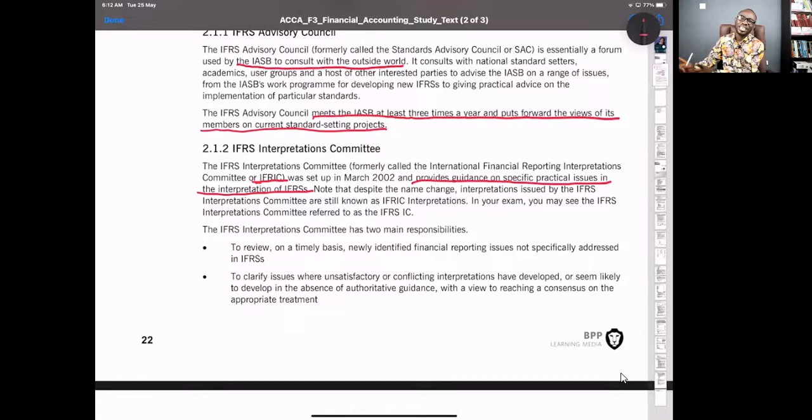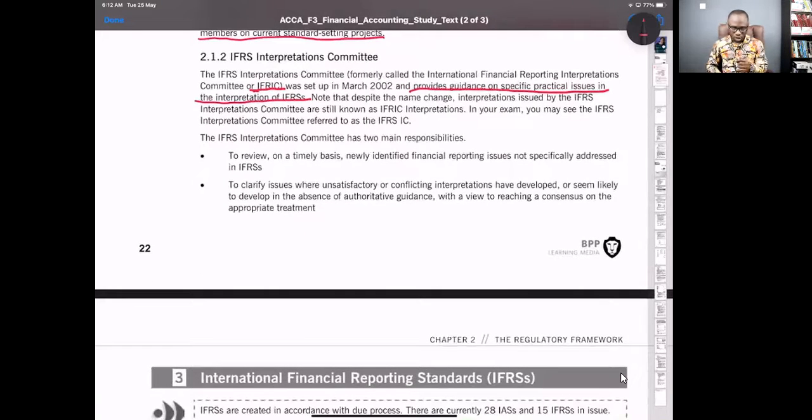However, they are going to be interpreted by the IFRS Interpretation Committee on the various things that are not clearly outlined, or that are a bit ambiguous, or that may have double interpretation in the standard. So that is basically their role. They play two roles: to review on a timely basis newly identified financial reporting issues not specifically addressed in IFRS. Then two, to clarify where unsatisfactory or conflicting interpretations have developed.